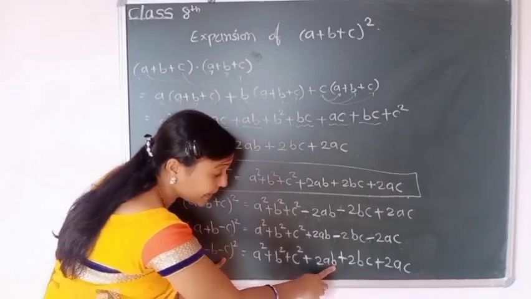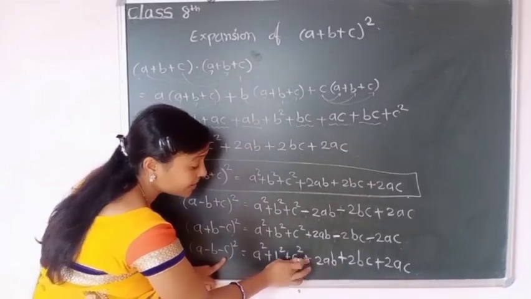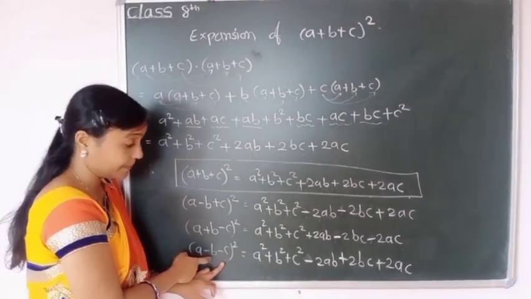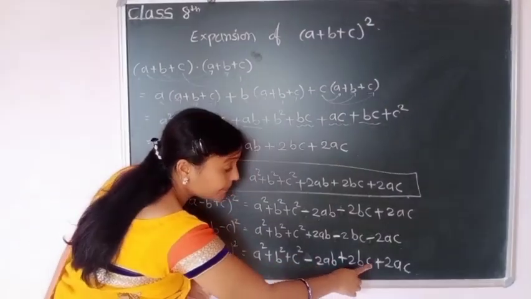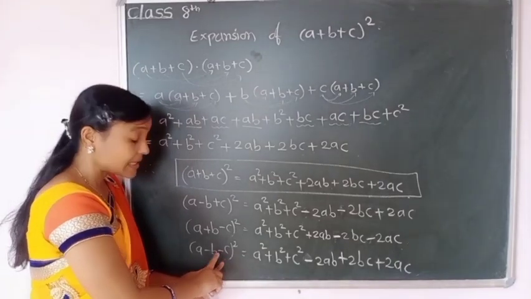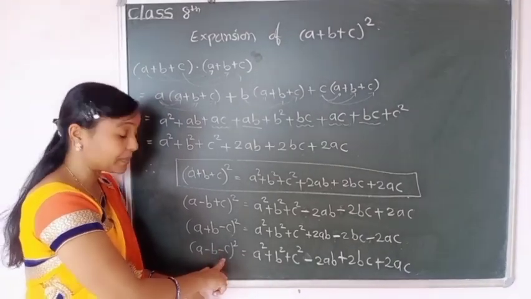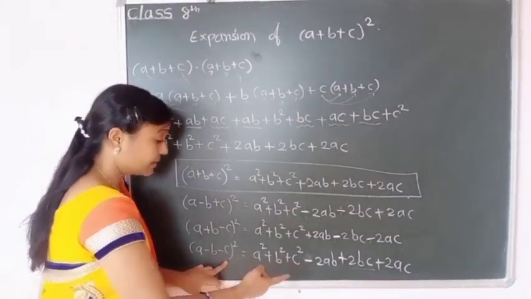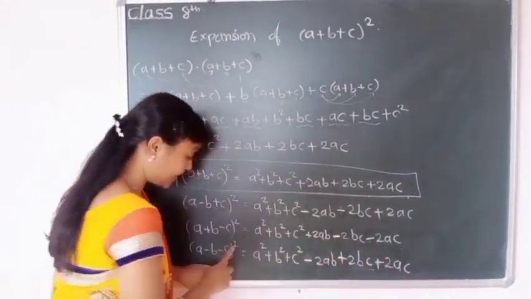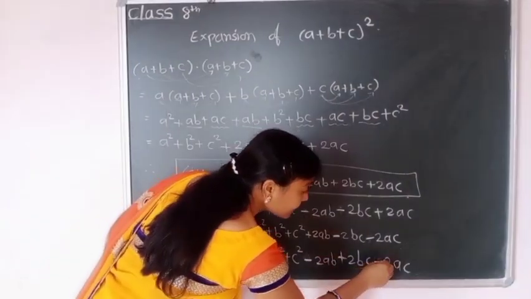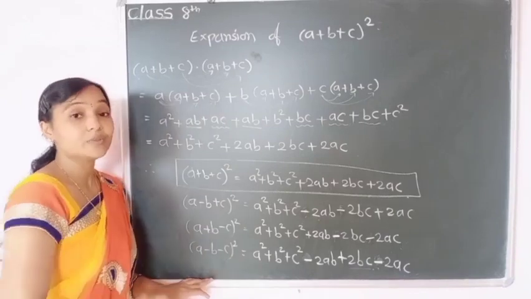Then here is the B, so you change the sign to minus, because here is minus B. Then here is the BC, both B and C's signs are minus, and minus into minus is plus, so you will not change this. Then again one term here is C, and C's sign is minus, so you change the sign to minus. So this is the answer of this formula.